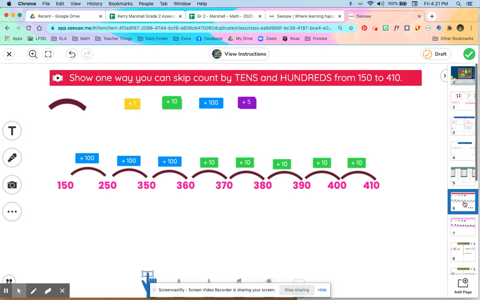On the next page, I believe a lot of the students could do this, but the mistakes came from not reading the directions. So skip counting from tens and hundreds, starting at 150. So they had to start at 150 and count to 410, and they could only use tens and hundreds. If students used ones or fives, that wasn't allowed. I know that they're part of it up here, but they needed to read and listen to the directions. Any order that they did this in was fine. So if they started hopping by tens first and then hundreds, or if they did 100 and then a few tens and then 100, it didn't matter as long as they used tens and hundreds to get from 150 to 410.